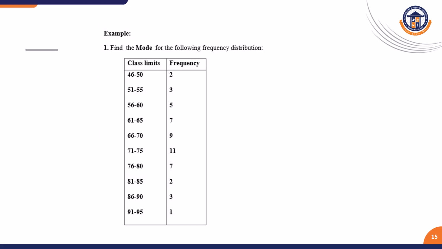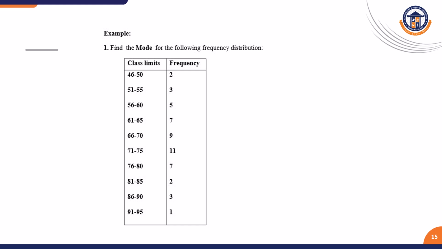So here one example is given. Find the mode of the following frequency distribution. Here the class limits are given along with the frequencies. One difference here is 46 to 50, and the next limit starts from 51 to 55, so it is not a true class limit. Before we start the problem, we first convert these class limits to true class limits.